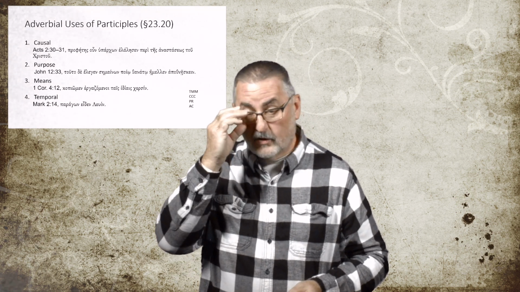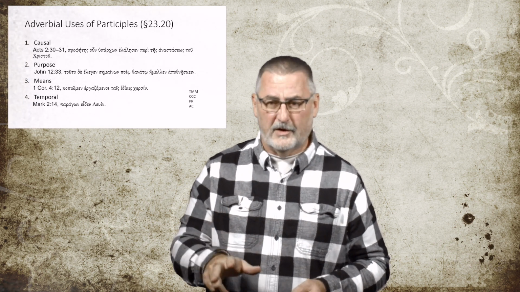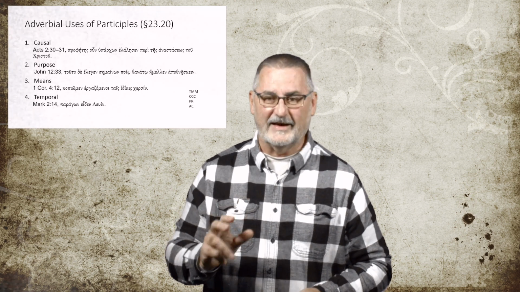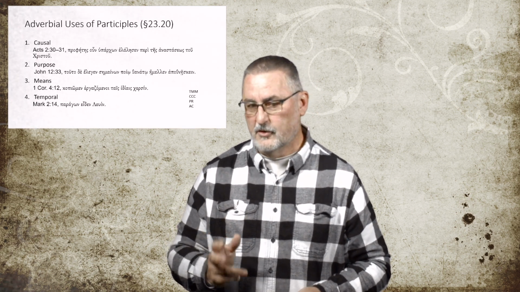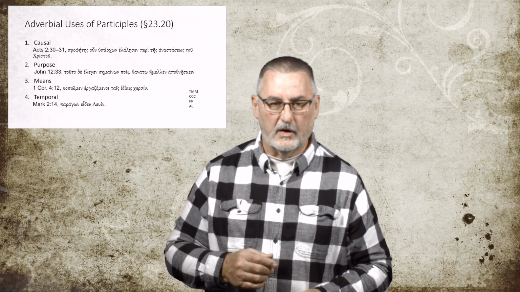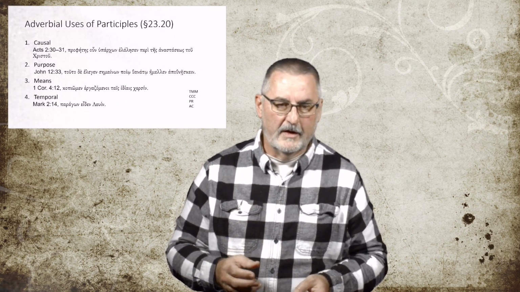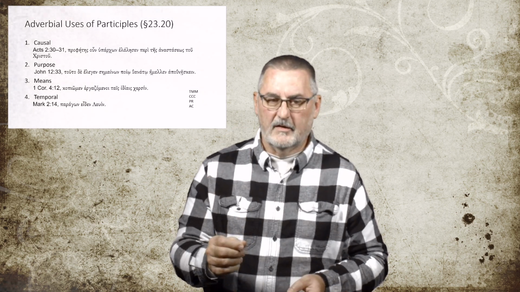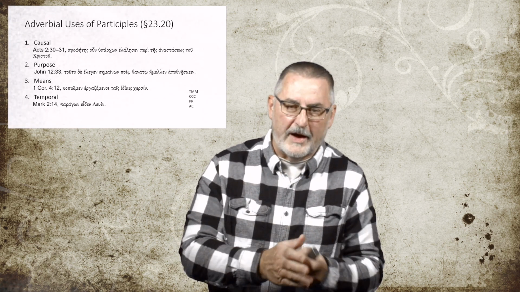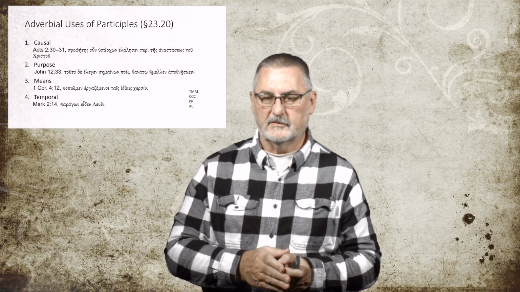A participle can also have an adverbial nuance of means. Now, once again, it's not hardwired into the participle. The participle is just a verbal adjective, okay? But context can indicate some of these nuances, means. How about this one? 1 Corinthians 4:12. Kopiōmen, that's let us labor, ergazomenoi tais idiais chersin. But let us labor by means of working with our own hands.